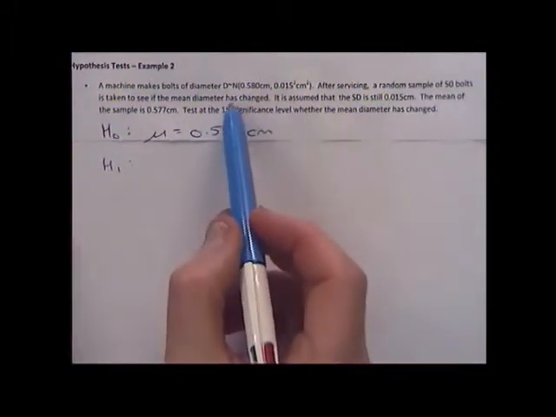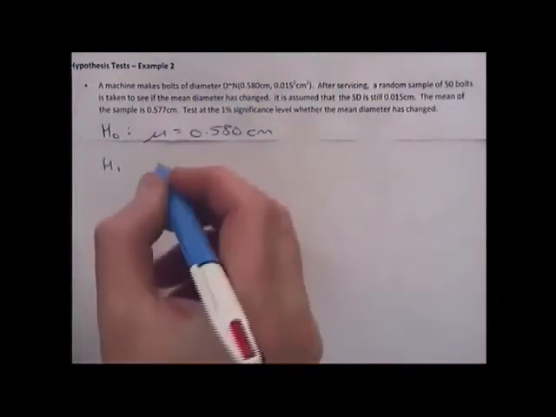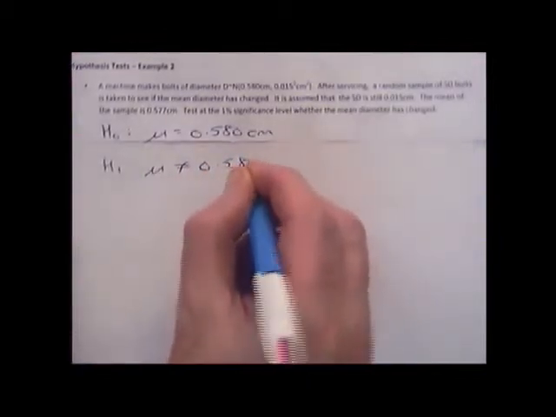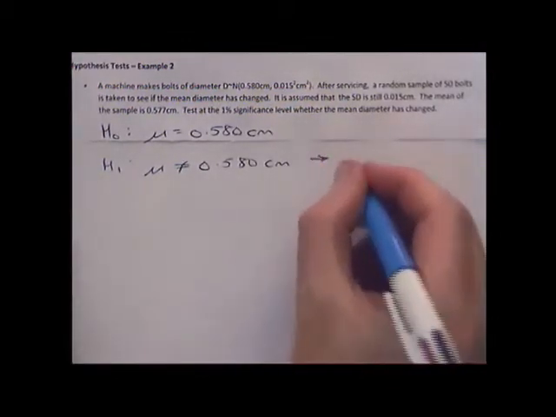Yeah, because it has changed? It's not saying has it gone up, has it gone down, it's just saying has it changed? In other words, it's not 0.580 centimetres. So this is an example of a two-tailed test, okay?